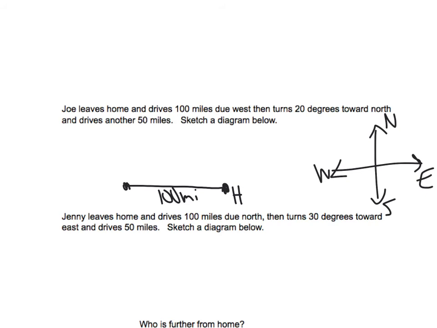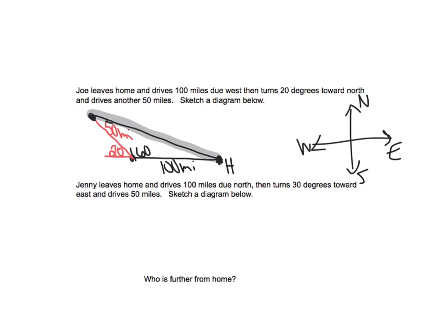From here, this is where it gets a little bit confusing. Maybe you have to read it very carefully. He's turning 20 degrees towards the north, which means this angle here is 20 degrees, and he travels another 50 miles. If this red angle here is 20 degrees, that means the inside angle, which we're actually going to use to compare how far away he is from home, is going to be 160 degrees. And this distance right here is how far he actually is from home. We don't know that exact number. We're just going to compare it to how far Jenny is from home.